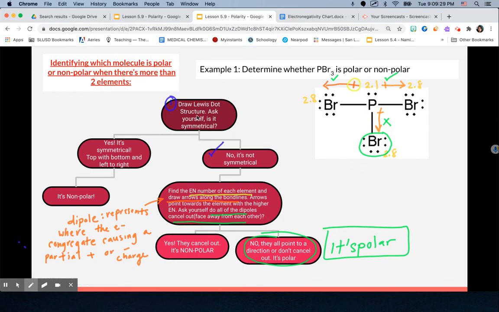Normally, this is much faster. I just went a little bit long because I was explaining what a dipole is and going over this chart in detail. Right, so I would definitely have this flow chart written down and definitely just know what a dipole represents. So at this point, you should be able to complete some of the practice problems on your own.